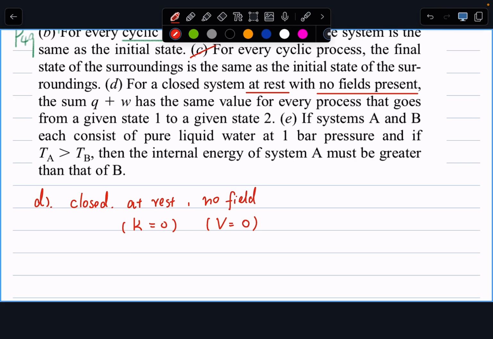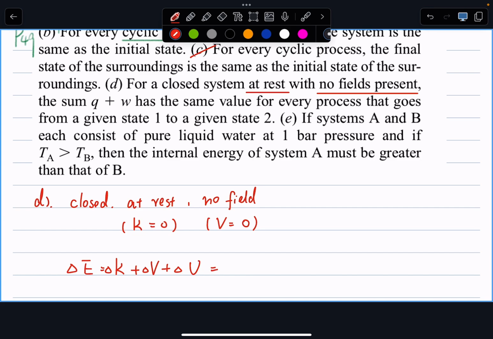So what else do we know? We have the first law of thermodynamics, which basically says delta E, which equals delta K plus delta V plus delta U, equals Q plus W, right? So is this one true or false? Raise your hand if you think it's true. Yes, so this one is true because we checked all the boxes of the assumptions we're making. And we know that Q plus W gives us the state function, which is internal energy.